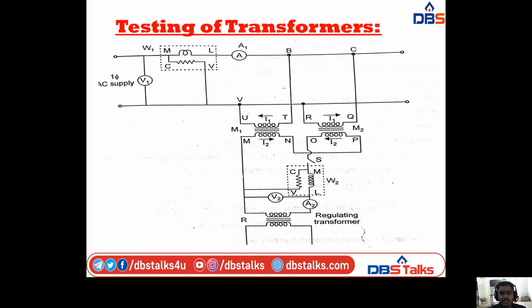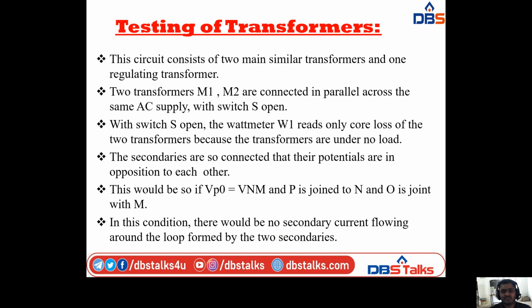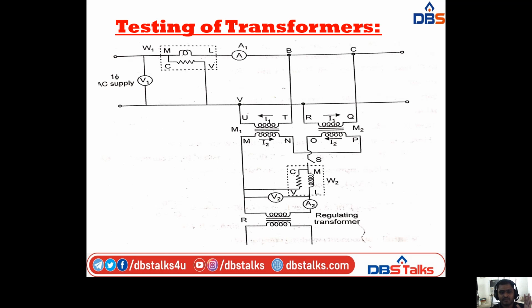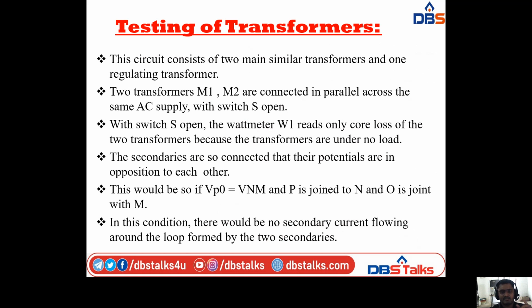We have to find I1, I2, and V2, and we have to use the switch. Coming to the explanation of this diagram, the circuit consists of two similar main transformers and one regulating transformer. The two similar transformers are represented as M1 and M2. These are connected in parallel across the same AC supply with switch S open.